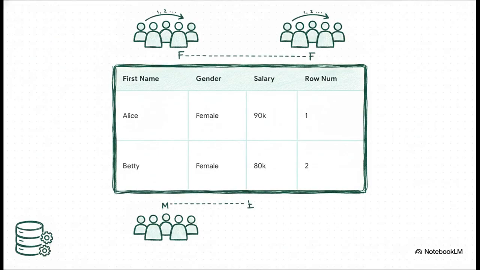Practically speaking, this means the highest paid female, Alice, gets row number 1. The second highest, Betty, gets row number 2. And here's the cool part. Because we partitioned by gender, once the database is done numbering the females, the counting restarts completely from 1 for the males. It's perfectly segmented.